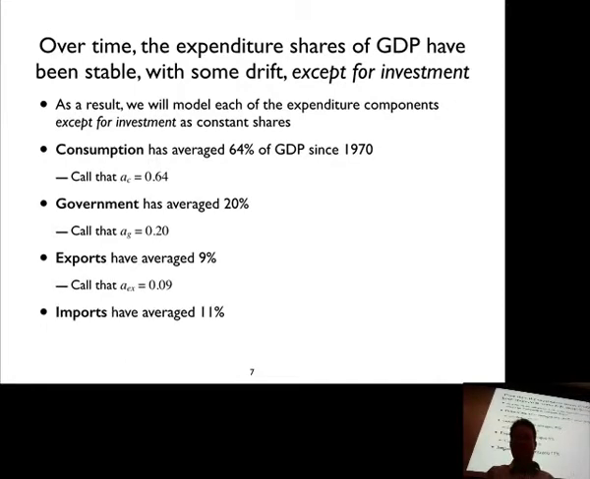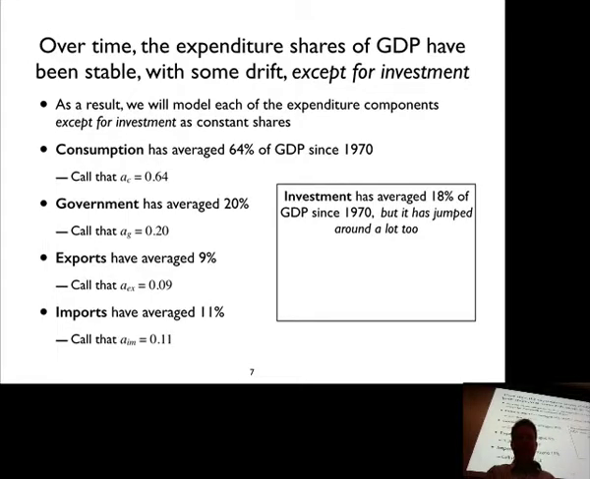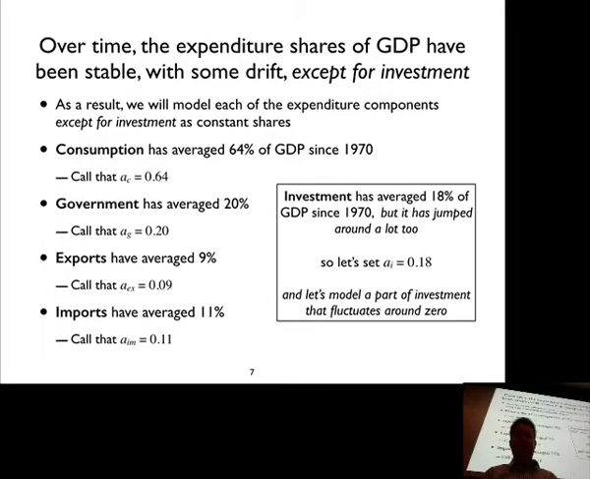Exports are about 9%, imports are 11%, and so the difference would be 2%. Investment has averaged 18%, but it has jumped around a lot too. So the little a_I is going to be equal to 0.18. That's 18% of GDP, but then there's going to be a fluctuation term that helps us understand why, in fact, it would be fluctuating. Note finally that these expenditure shares all sum up to 100%, or the number 1, and that's going to come up shortly.